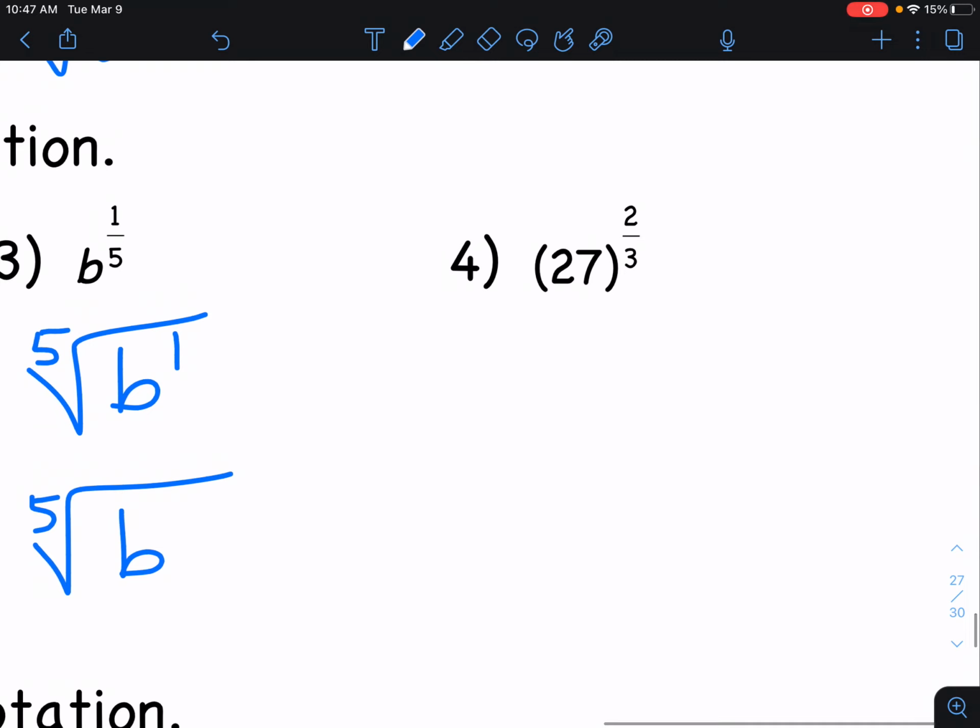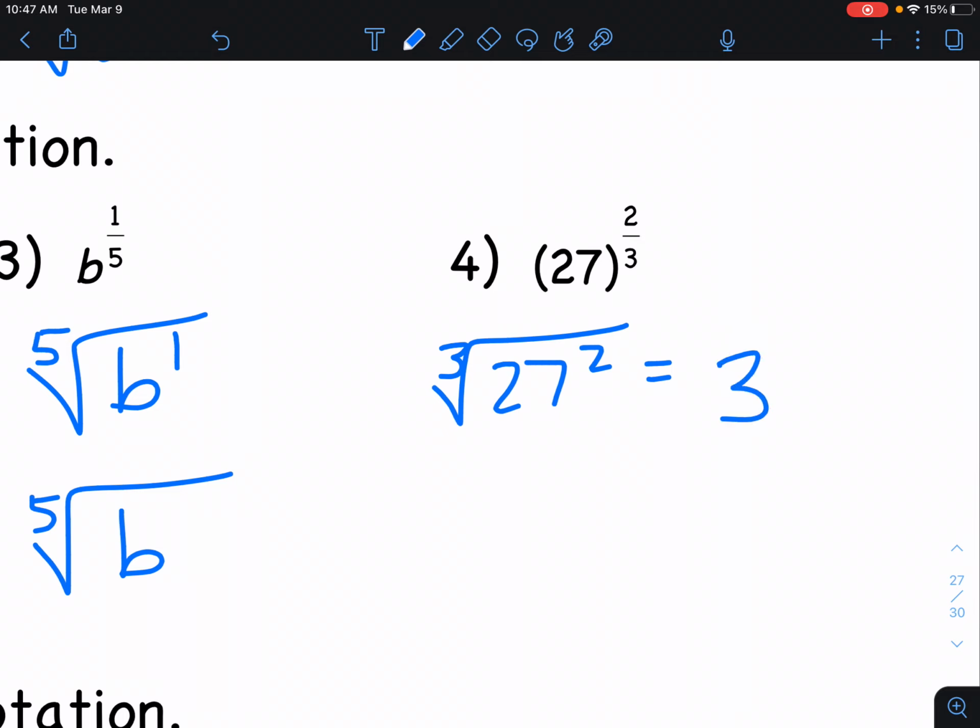And number 4, that would be the cube root of 27 squared. What is the cube root of 27? It is 3. 3 times 3 times 3 is 27, so it turns into 3. Bring over the squared, and then 3 squared is 9.